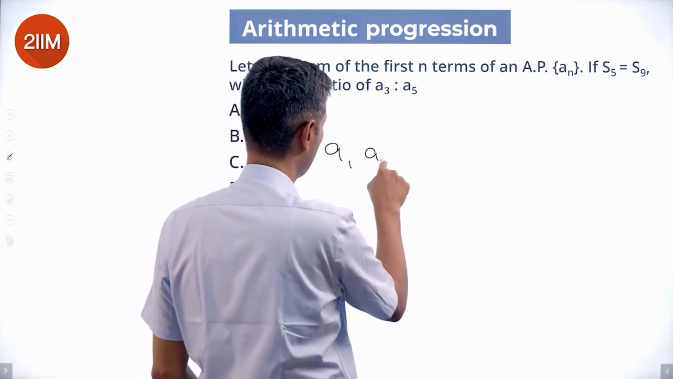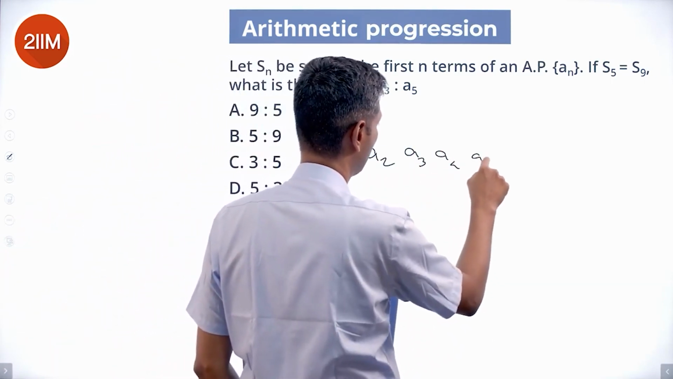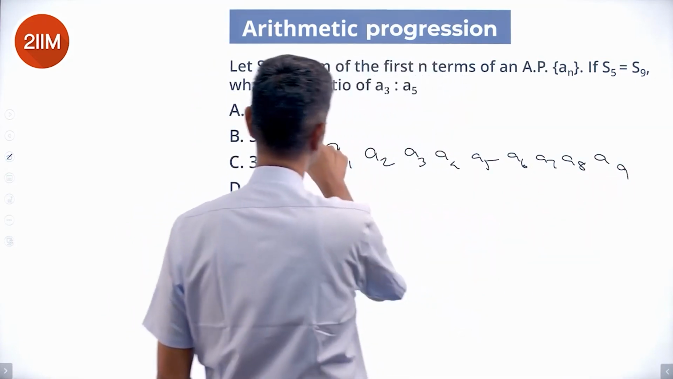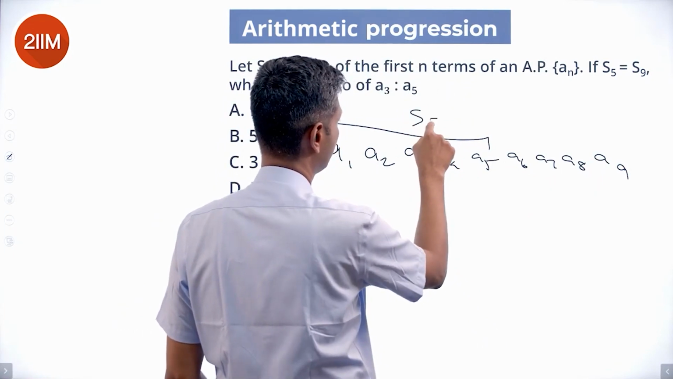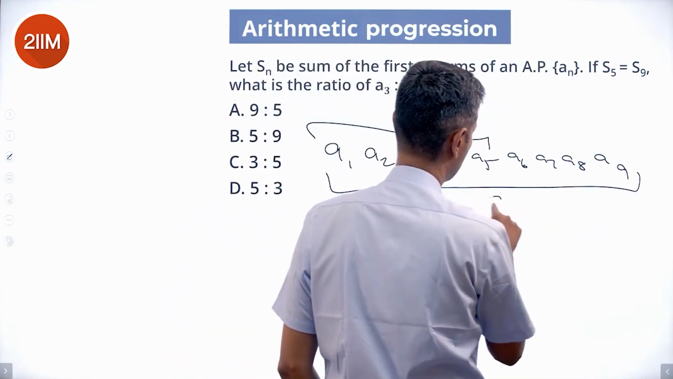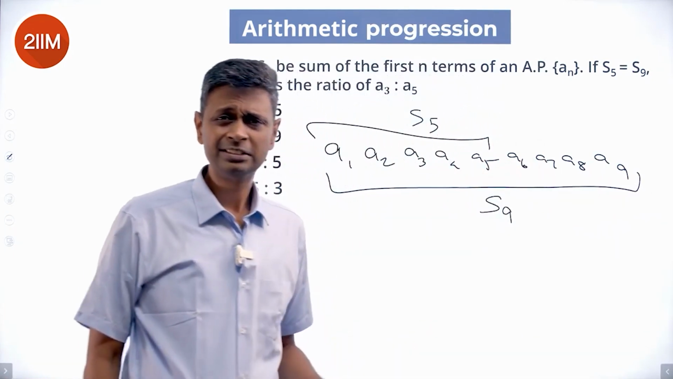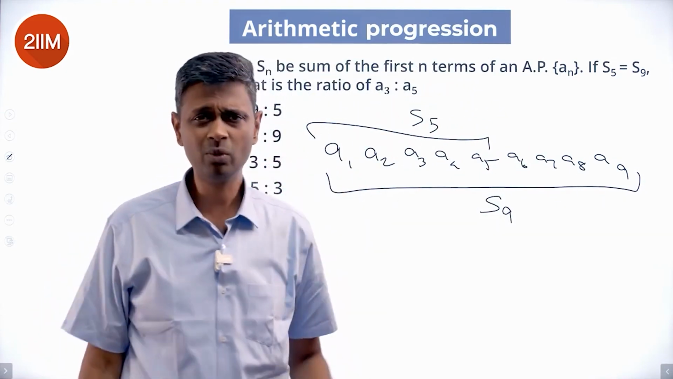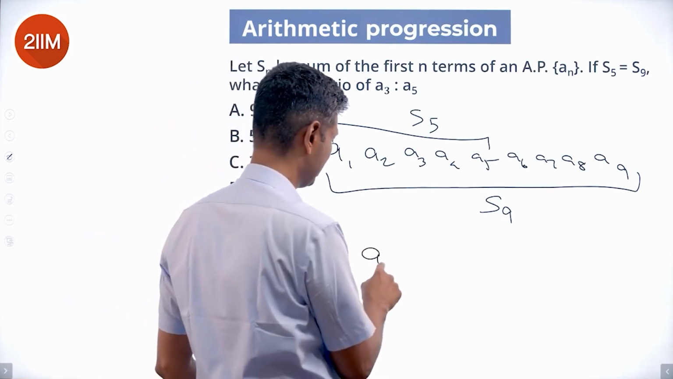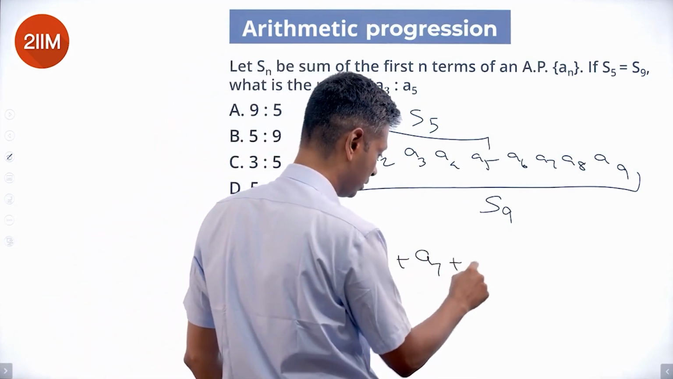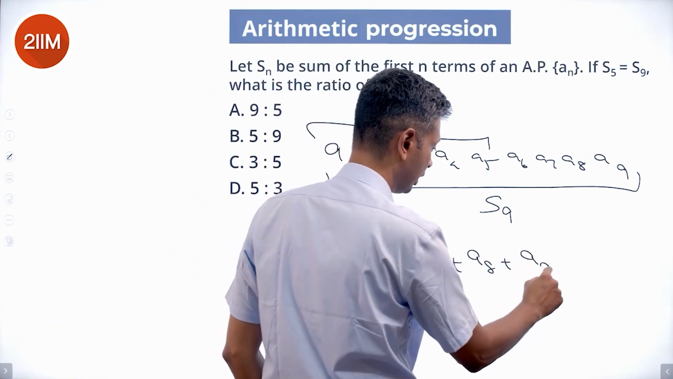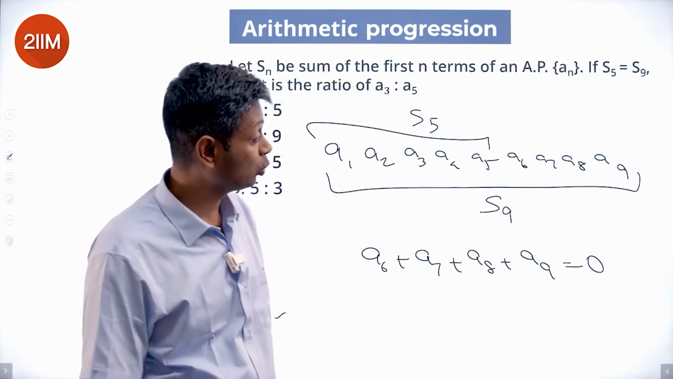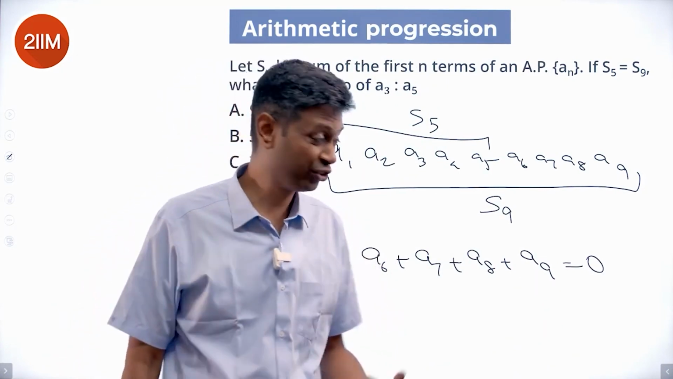Let's say A1, A2, A3, A4, A5, A6, A7, A8, A9. This part, sum of all this is S5. This part, sum of all this is S9. Nice and simple. Now, if S5 is equal to S9, what does that tell us? That tells us A6 plus A7 plus A8 plus A9 is 0. Add all 4, we'll get 0. That means 2 of these should be positive, 2 of these should be negative, because they're symmetric expressions.